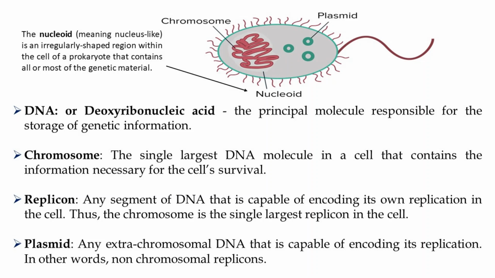They have the ability to replicate on their own. They do not require the chromosome for any help in that. They are basically non-chromosomal replicons. Now, some plasmids have certain extra genes within them which confer special characteristics on a particular bacterial cell.